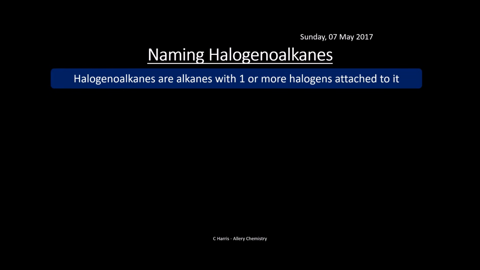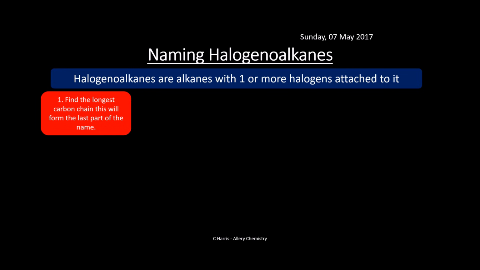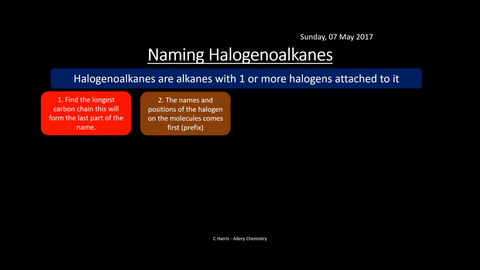Okay, so naming halogenoalkanes. So halogenoalkanes are basically alkanes where they have one or more halogens attached to it. So in terms of naming, we have to find the longest carbon chain, and this will form the last part of the name. This is a bit like when you've got your alkanes as well. Then the positions of the halogens on the molecule come first.